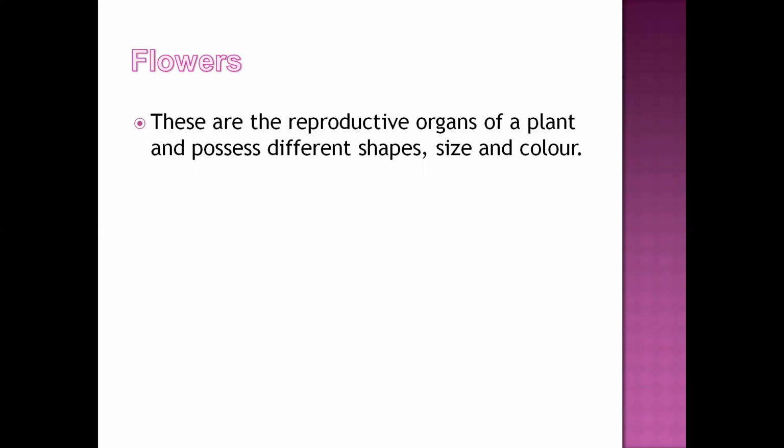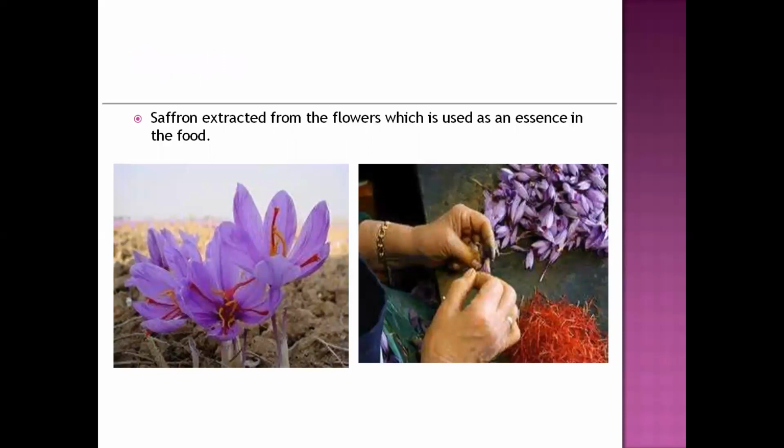Then comes the flowers. What are flowers? These are the reproductive parts of the plant, and they possess different shapes, sizes and colors also. Like the hibiscus flower has a different shape, like the funnel shape. Vinca rosea flower has a different shape. Sunflower has a different shape. So there are different shapes of flowers.